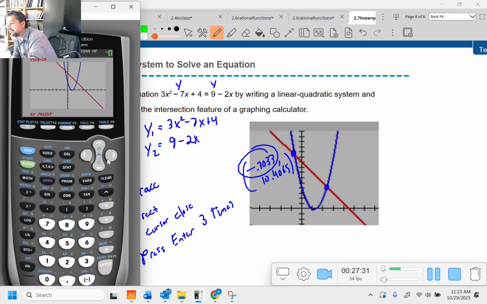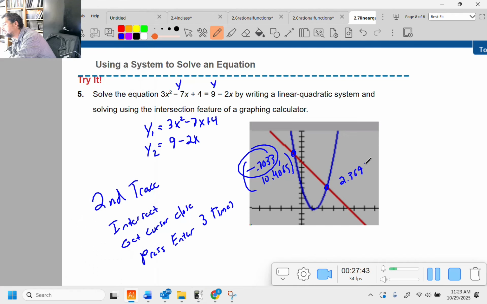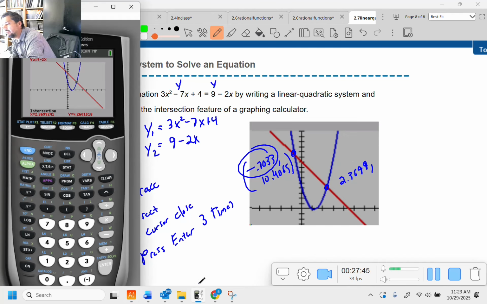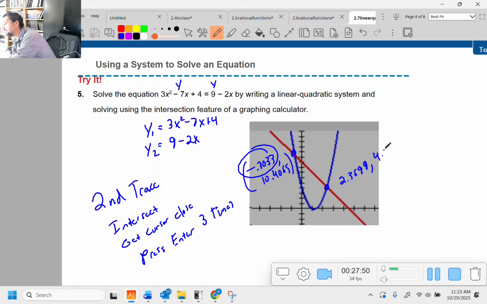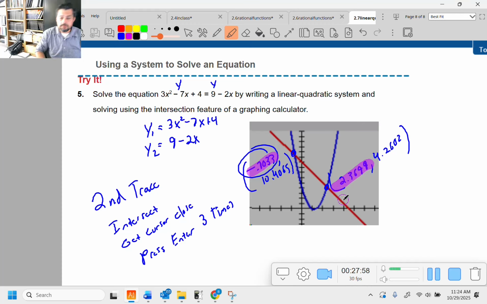What's the next one? Second trace 5. And a calculator is sometimes required unless you learn some pretty advanced math. The other one is at 2.3699 with a y value of 4.2602. And again, what I was after here was not the y's, I was after the x's. But that's how you solve with the assistance of a TI-84.